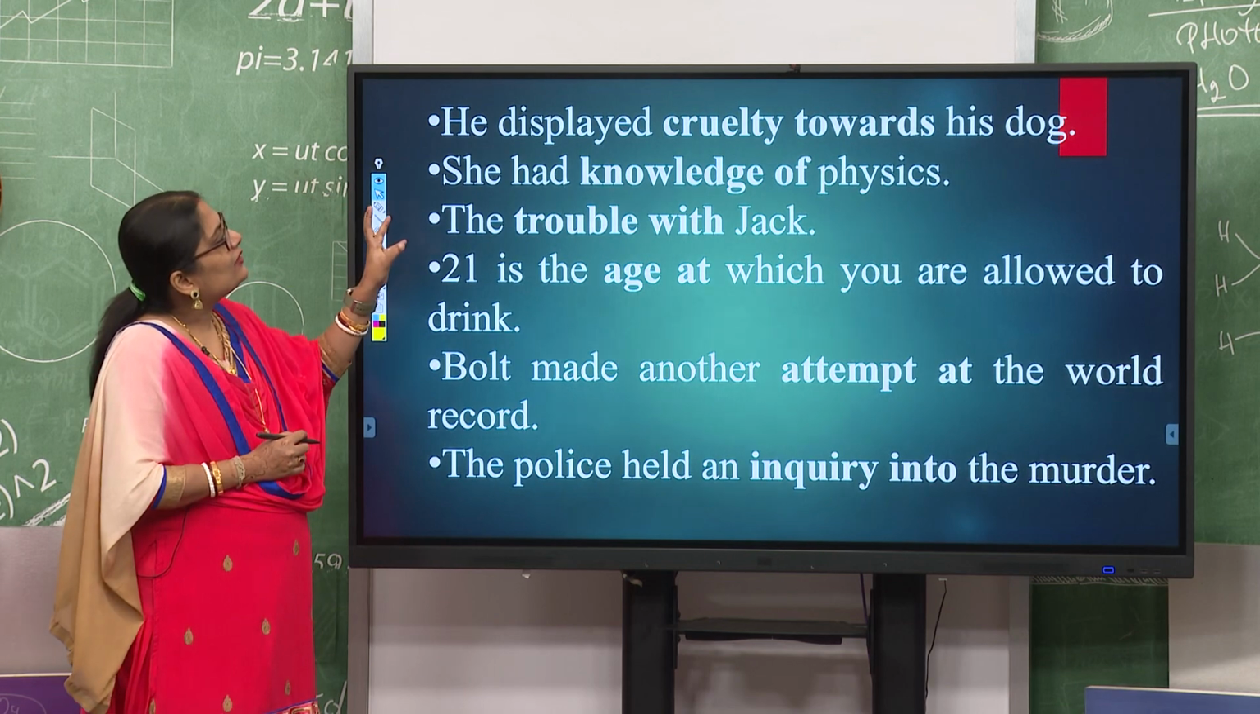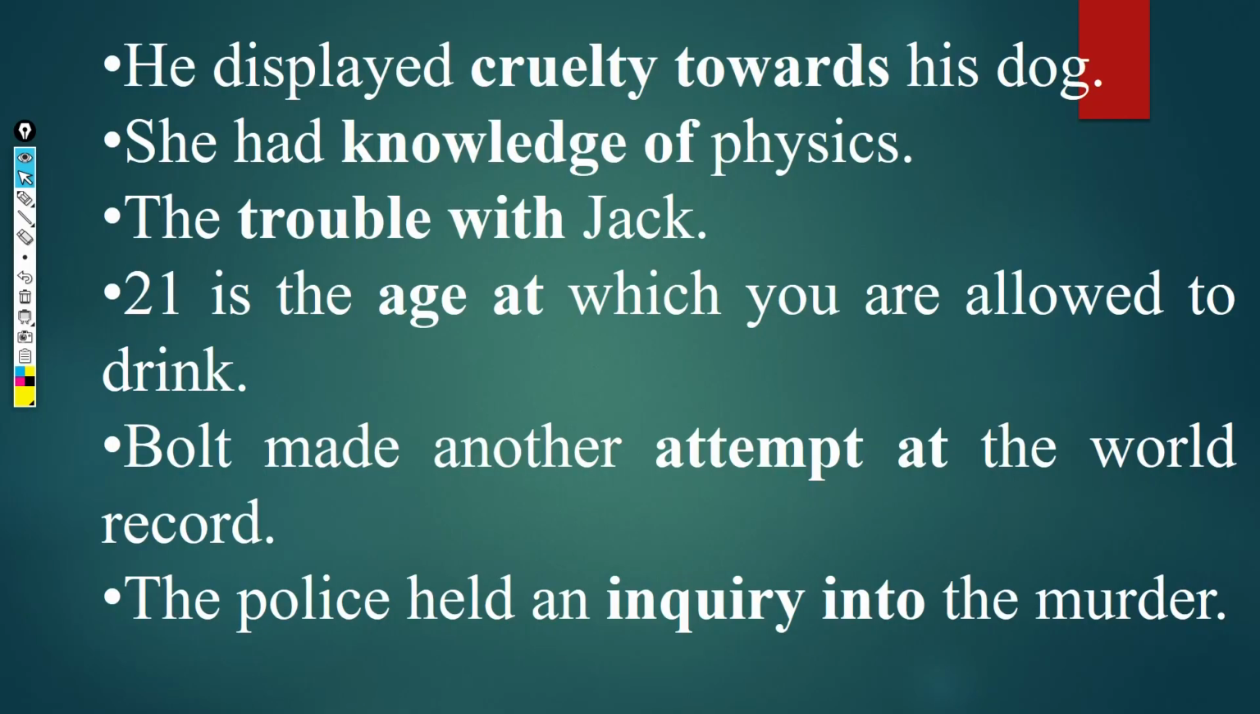She displayed cruelty towards his dog. She had knowledge of physics. The trouble with Jack. 21 is the age at which you are allowed to drink. Bolt made another attempt at the world record. The police held an inquiry into the murder.